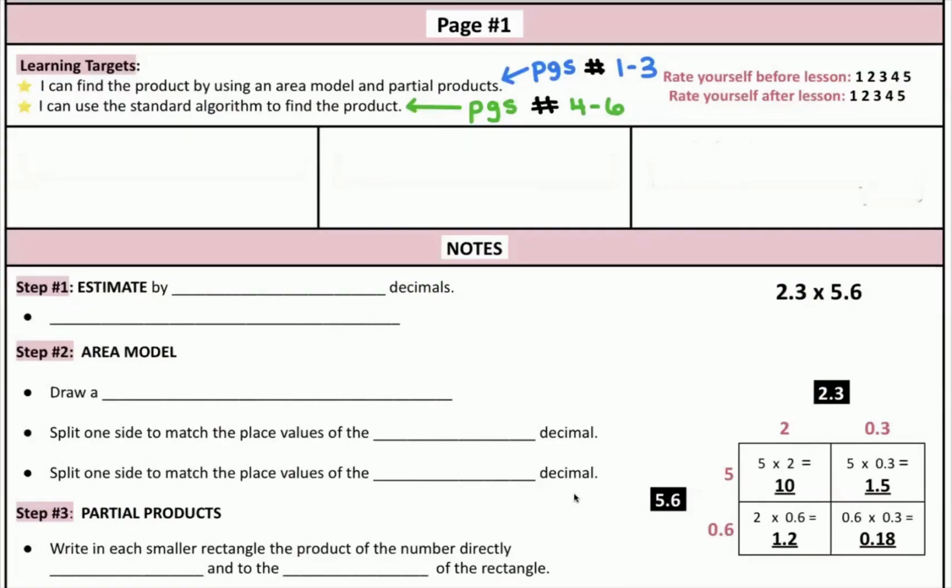Before we get started, go ahead and rate yourself before the lesson, 1 through 5. 1 is the least confident in our learning targets. 5 is the most confident. After we're finished practicing today, you'll come back to this page and rate yourself again to see your growth.